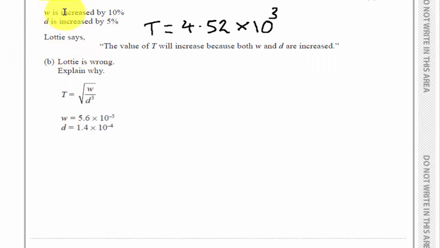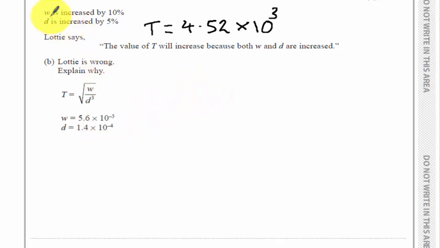Part B, W is increased by 10%, D is increased by 5%. Lottie says the value of T will increase because both W and D are increased. Lottie is wrong, explain why. I've copied down the information from part A so I can use the space better. And there's a couple of ways of doing this. The best way is to actually work out the new value of T and see how it compares to the old value of T. That will be the clearest and easiest way to do it.